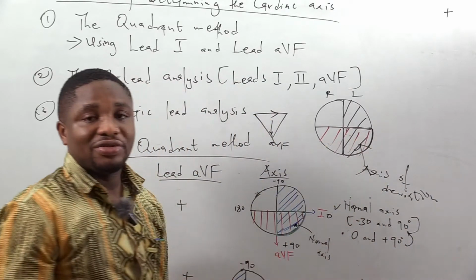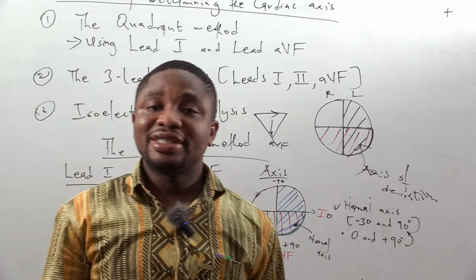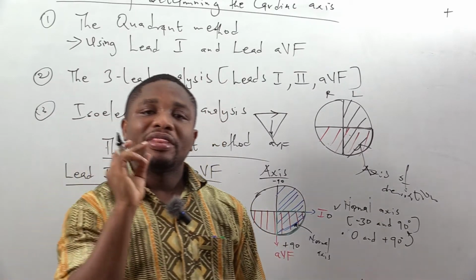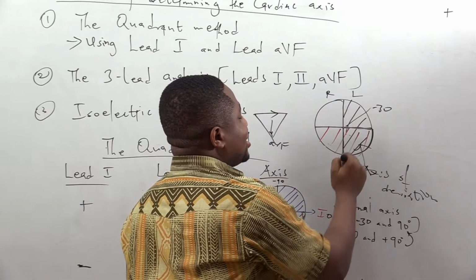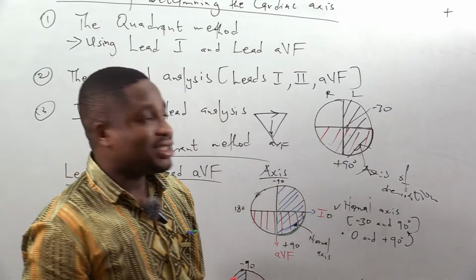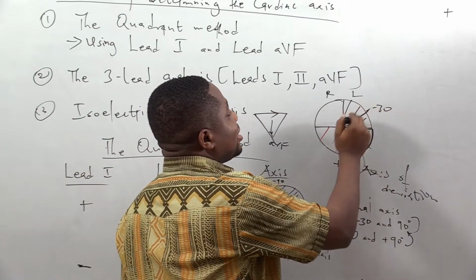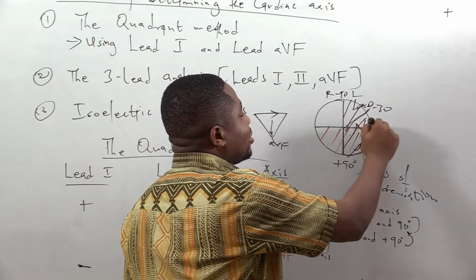This becomes the axis of deviation. Then you can map this onto the standard axis of deviation. And we know that for the normal axis of deviation, it is going to be from where? Minus 30 to plus 90 degrees. And we know for left axis deviation, it's going to be from minus 30 to what? Minus 90. This is left axis deviation, this is normal.